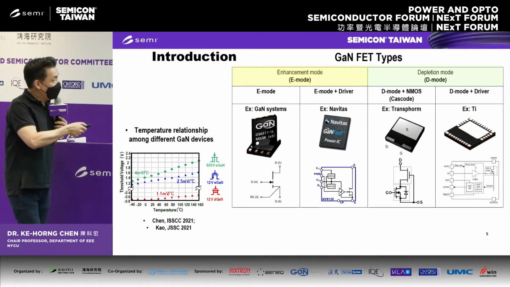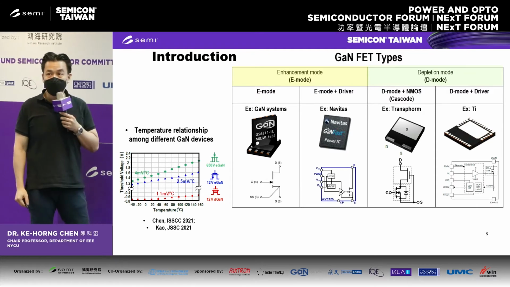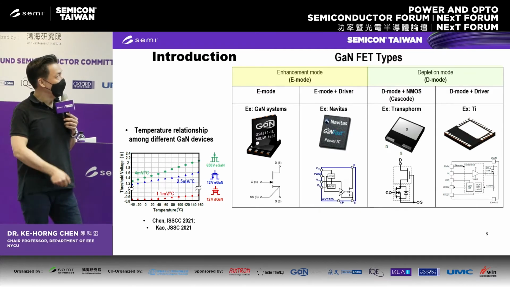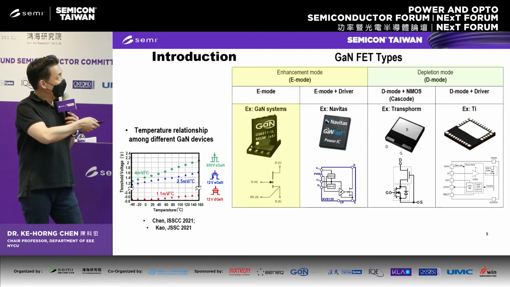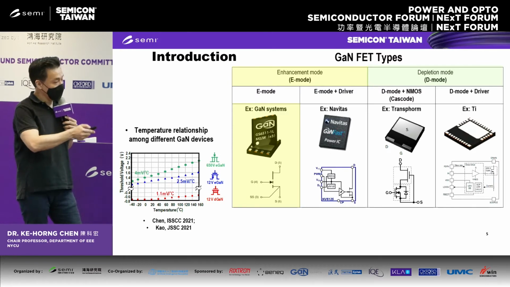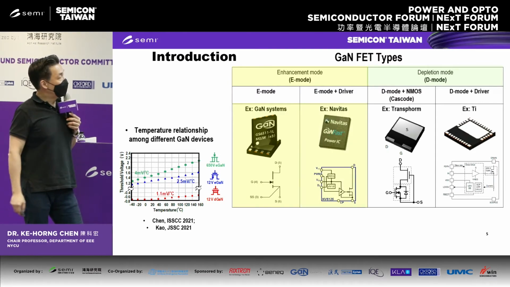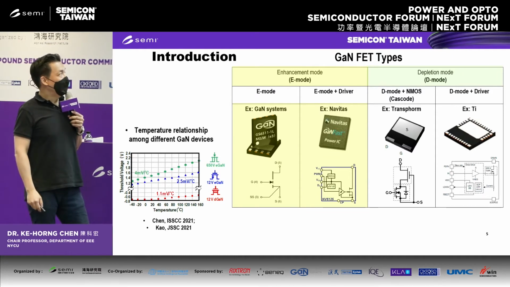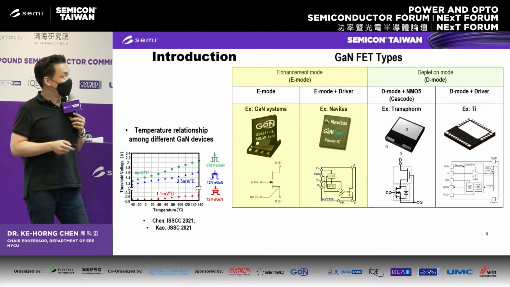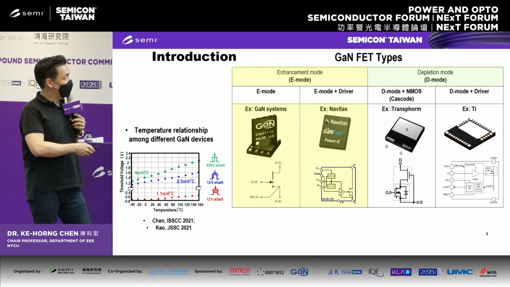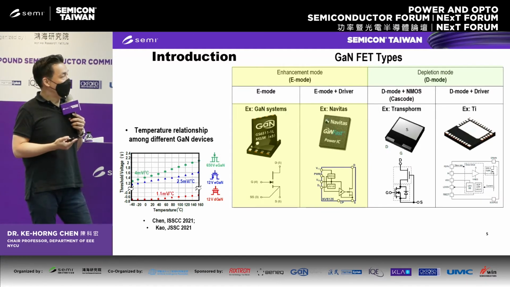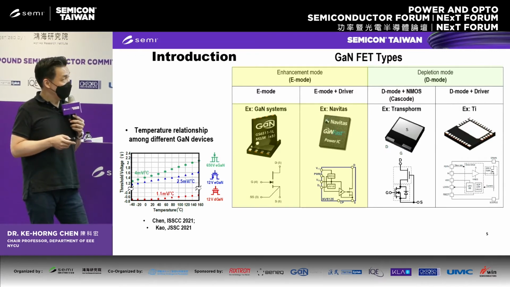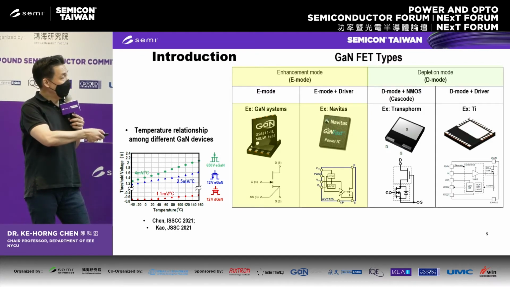For the eGaN device, there are two popular products in the market. The first product is the eGaN provided by GaN Systems. The other one is the product from Navitas. The product from Navitas provides the gate driver and GaN switch on the same chip. So it is a good implementation of a monolithically integrated GaN chip.